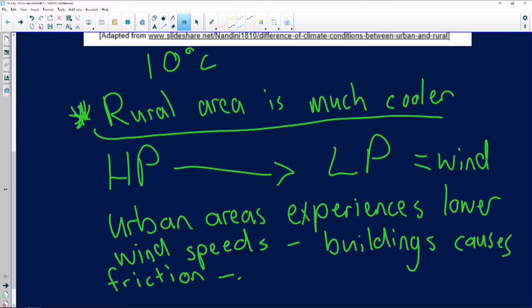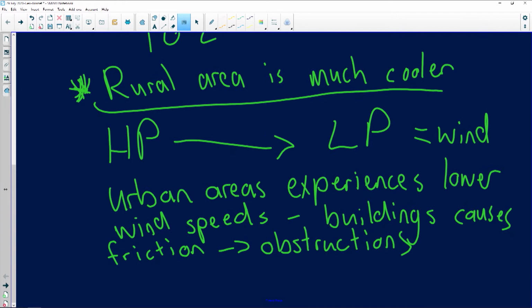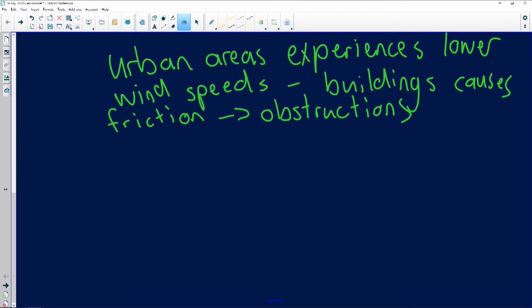Okay. Or obstructions. Okay. So that answers our first question.